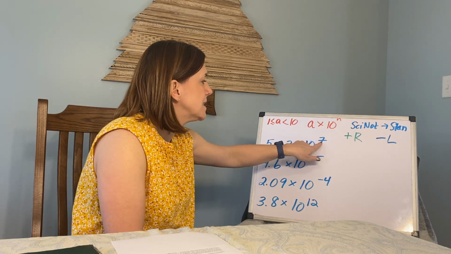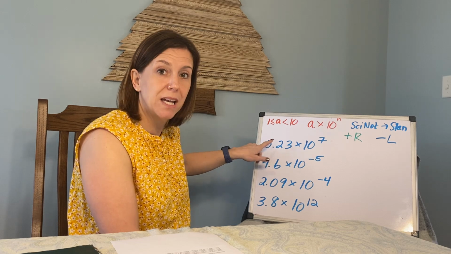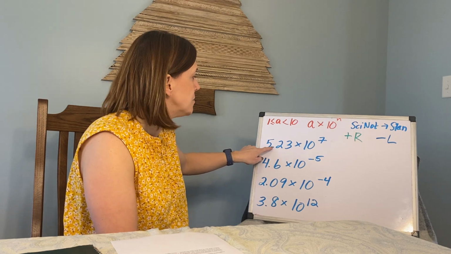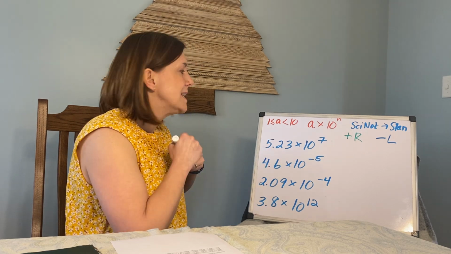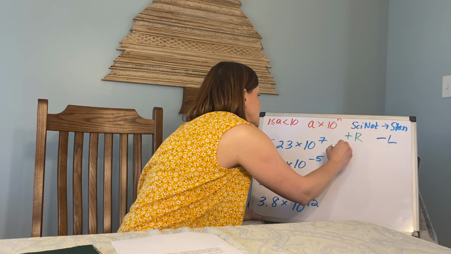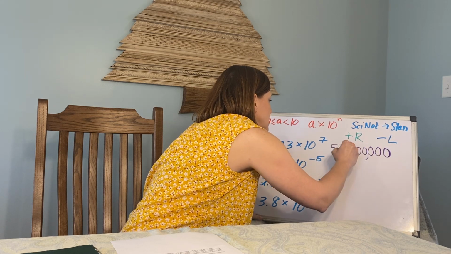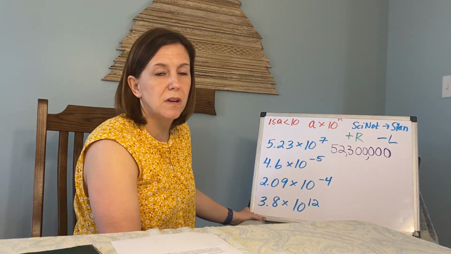5.23 times 10 to the 7th. Positive exponent means I'm going to get a big number when I'm done. I'm going to move this decimal point 7 places to the right, which would give me this answer. 52,300,000.